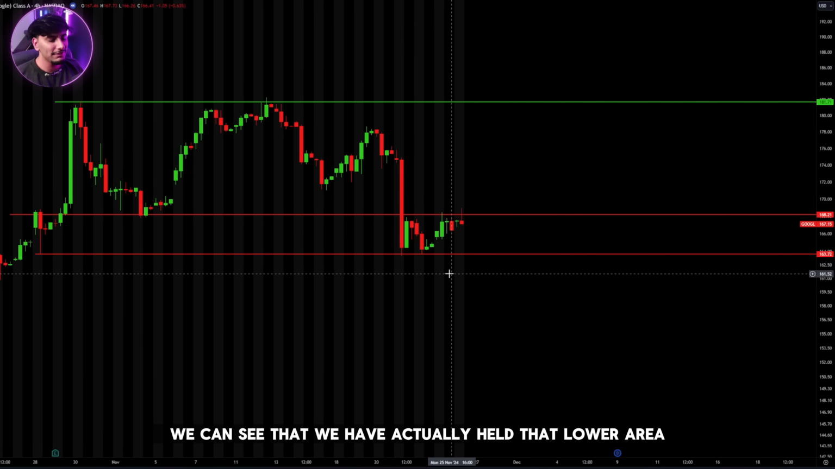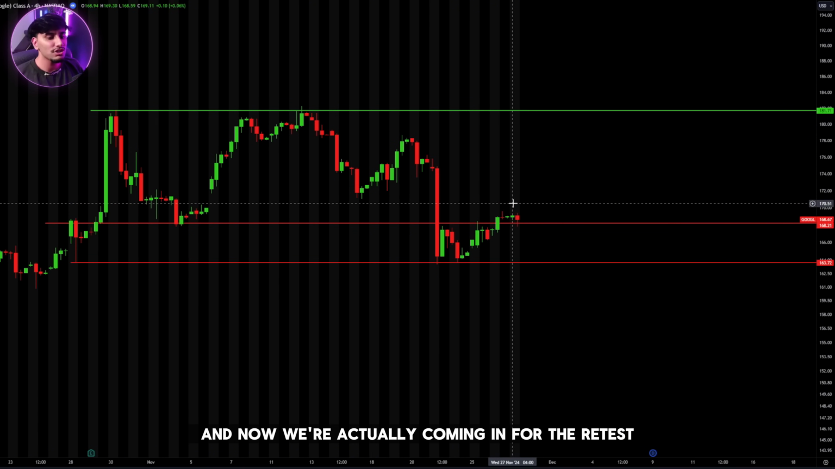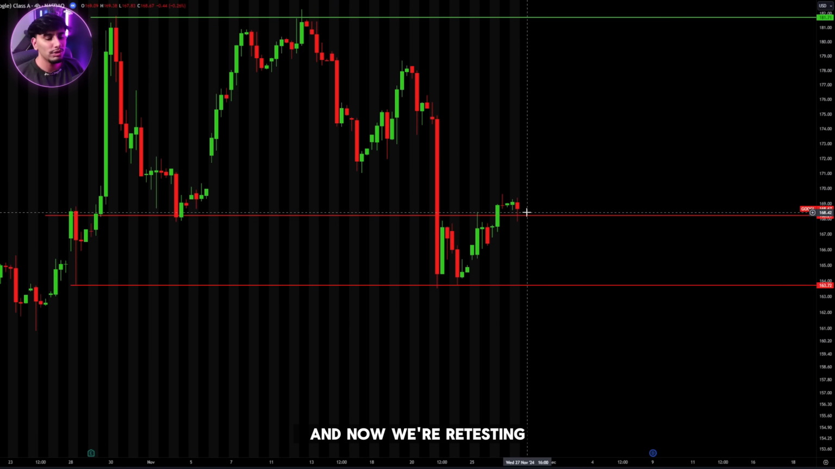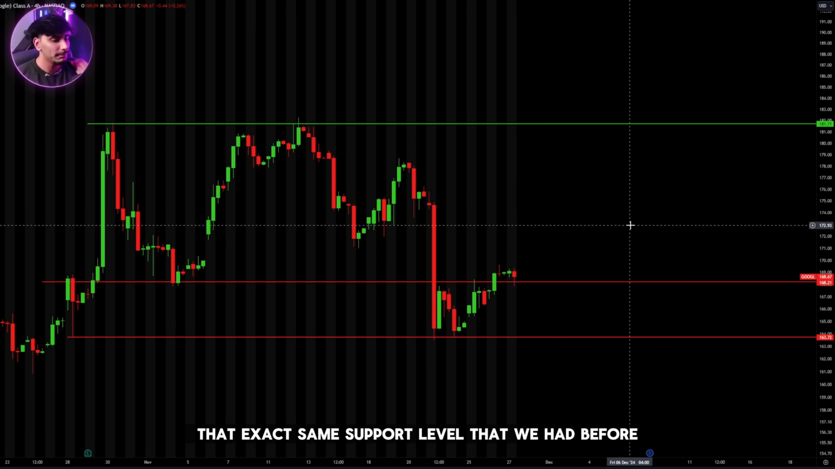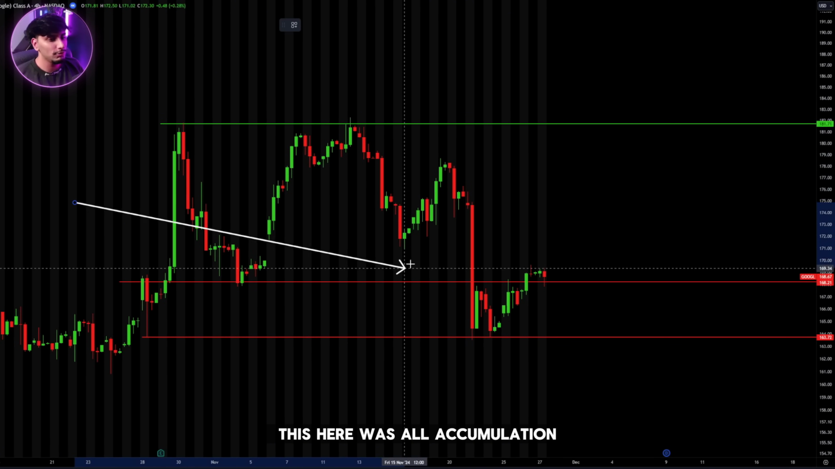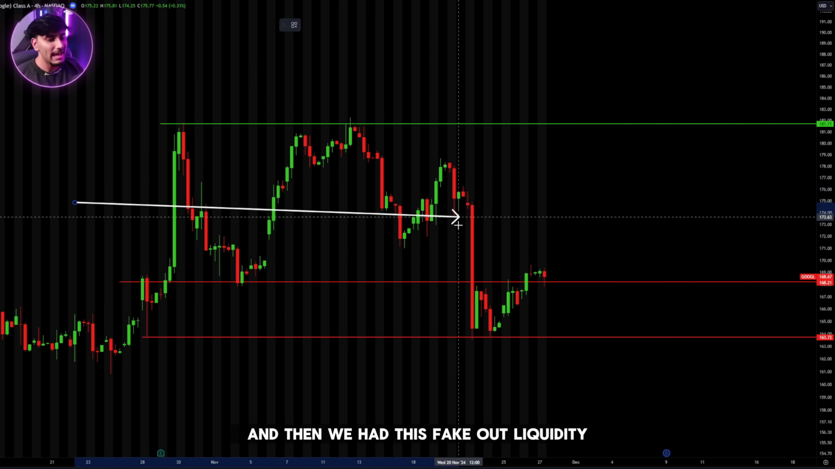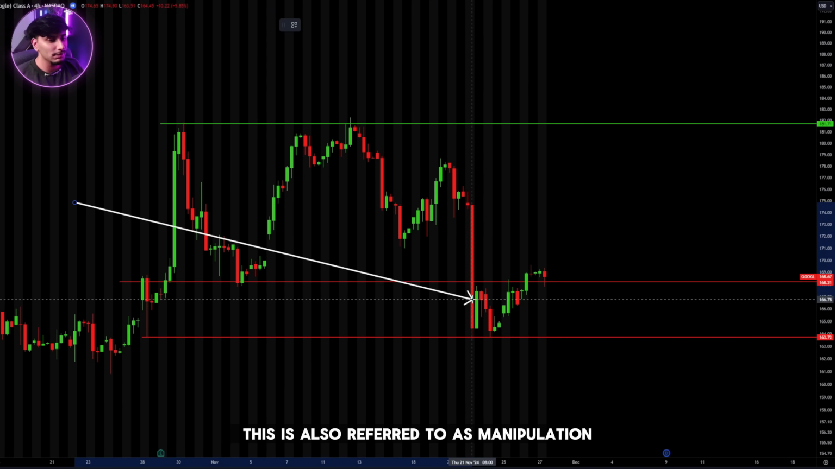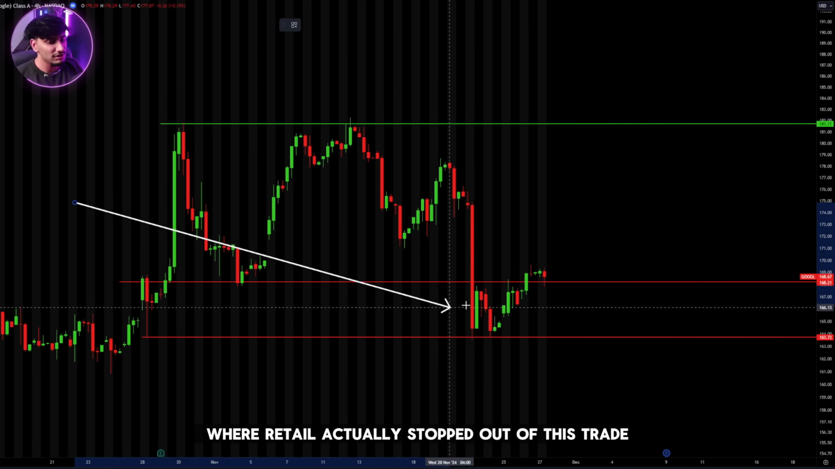So far, we can see that we've actually held that lower area, and now we're coming in for the retest. So as you can see, we broke above, and now we're retesting that exact same support level that we had before. One thing I want you to notice, this here was all accumulation. Buyers and sellers were both coming in, they were accumulating the stock, and then we had this fake out liquidity. This is also referred to as manipulation. So you have accumulation over here, then you get the manipulation where retail got stopped out of this trade.